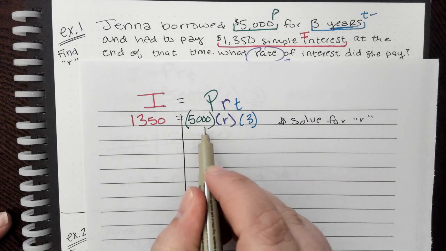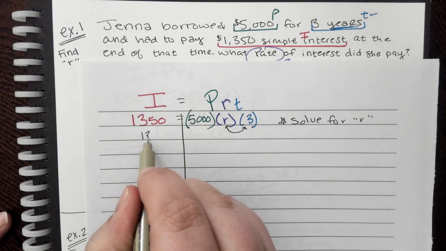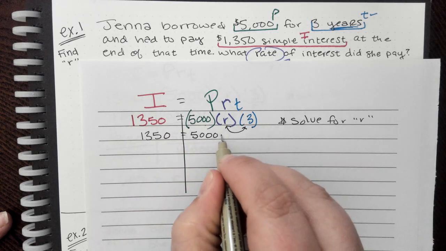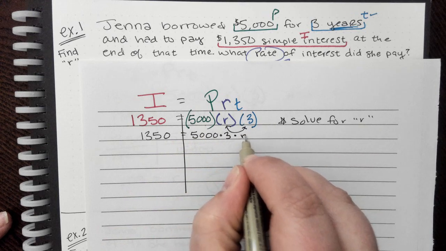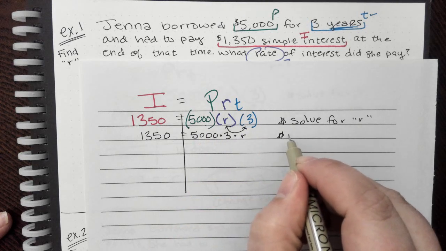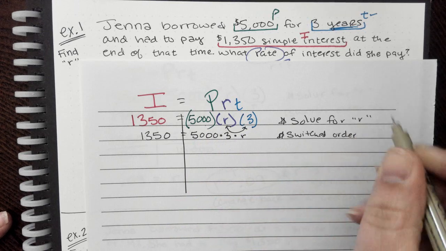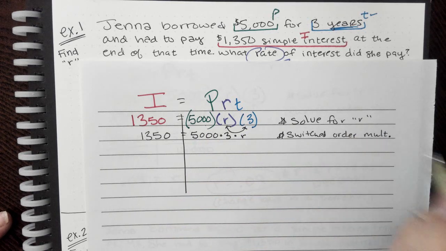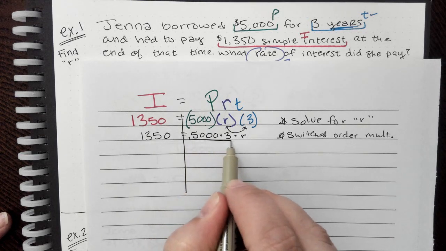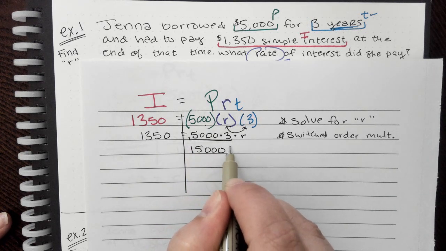The first thing I'm going to do is actually switch R and 3 in the way that I'm multiplying. So I'm just going to rewrite everything. We can do this because of the commutative property of multiplication. All I did was write multiplication signs instead of parentheses. I'm just going to make a note. We switched the order of multiplication. I'm just going to write multi for short. Okay, that means now I can multiply easily 5,000 times 3 to get 15,000 times R.